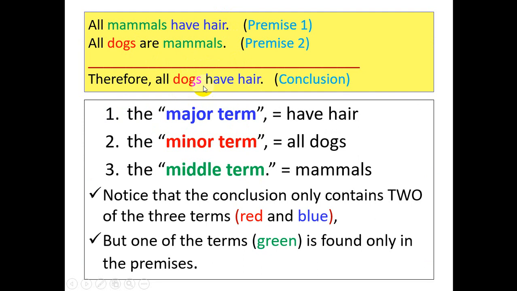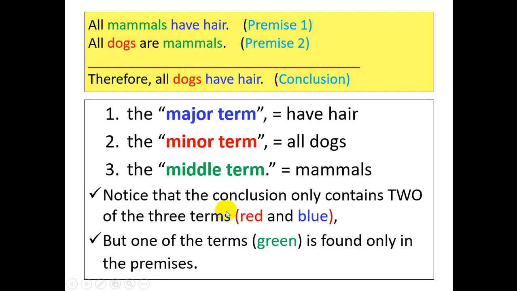Again, this term, have hair, is called the major term. Why? Because it appears as the predicate of the conclusion. So the predicate of the conclusion is the major term. The subject of the conclusion is the minor term. Then where is the middle term? It is here, maybe the subject of the first and the predicate of the second premise.